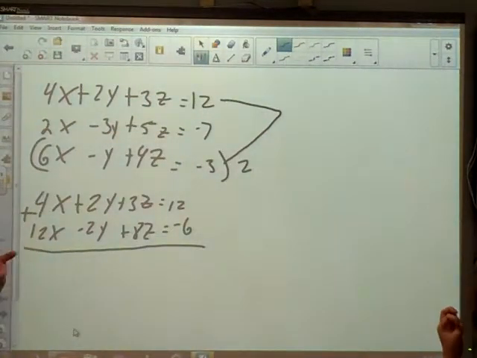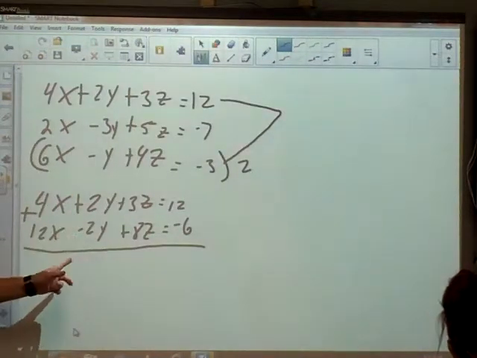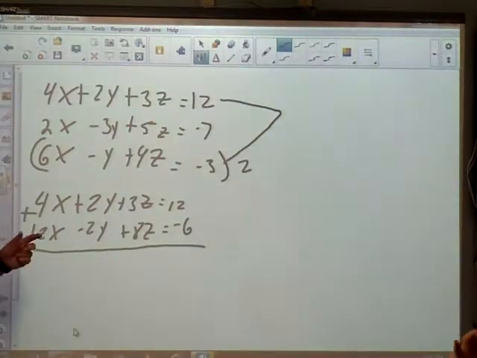Now here's the rule. When the letter, whatever letter you're getting rid of, if the signs are different, you add. If the signs are the same, you subtract. Signs are different on the one you're getting rid of, you add. Signs the same, you subtract.